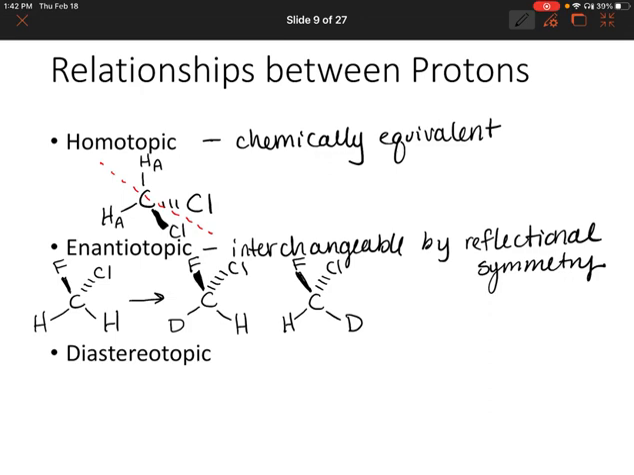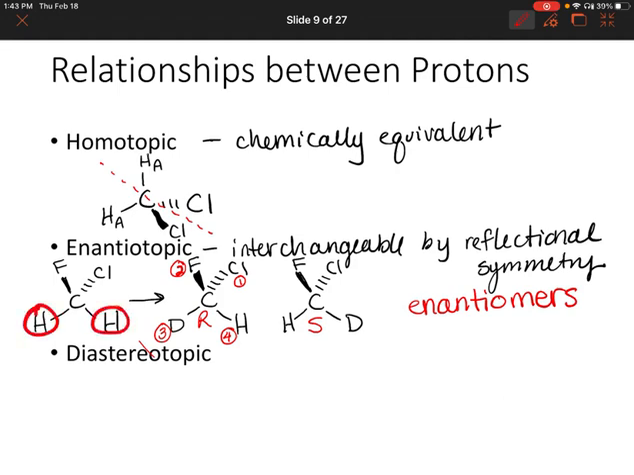Now let's figure out the relationship between those two molecules. The carbon is a stereocenter in this case. It is bonded to 4 different types of atoms. If we were to assign R or S, chlorine would have first priority, fluorine would have second, deuterium would have third, hydrogen would have fourth. So I think we'd have an R on the left, and then because we switched the hydrogen and deuterium on the other molecule, that would be an S. So these would be enantiomers, which means that those two protons are enantiotopic to each other. In essence, we're creating the mirror image.